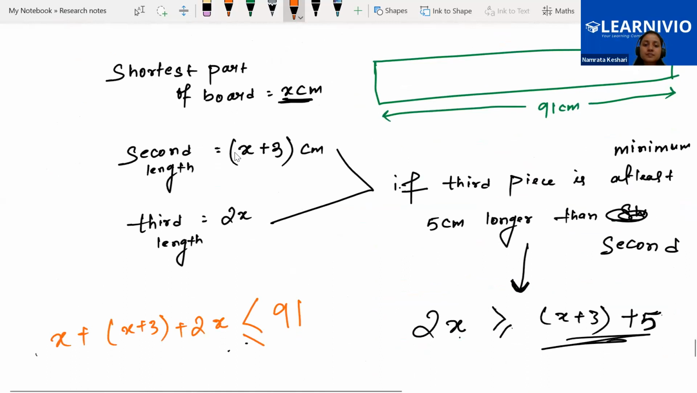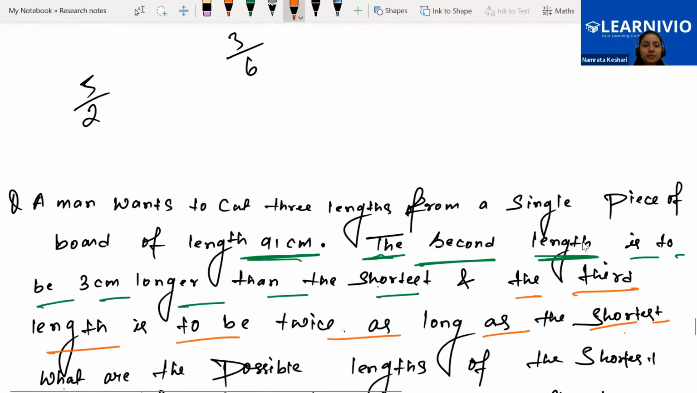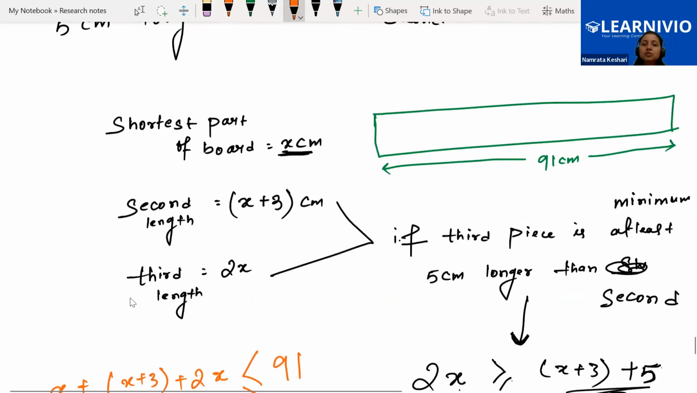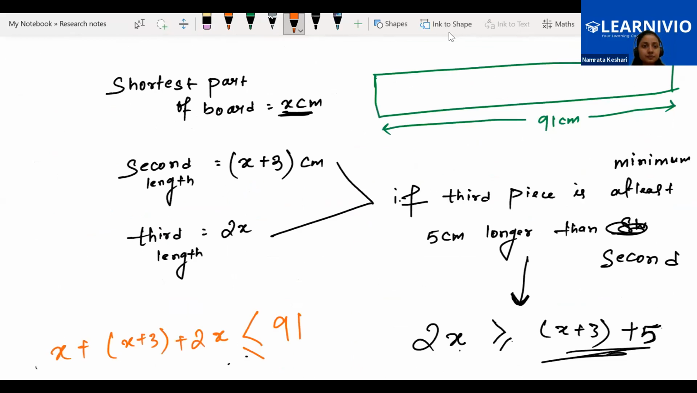Okay, these are the two possibilities we will be getting. Now we will focus on what exactly we have to find. We have to find the possible lengths of the shortest board. So keeping in mind these two inequalities which we have framed over here, we have to find the possible lengths. Just a second.